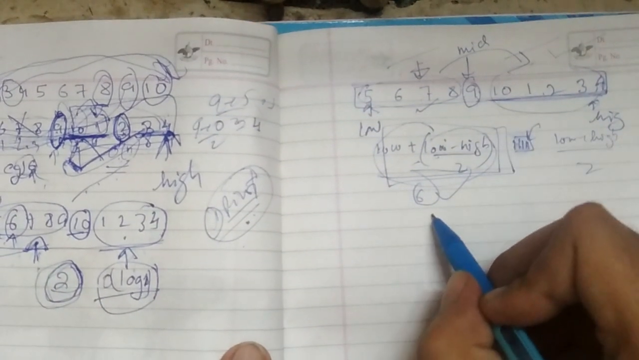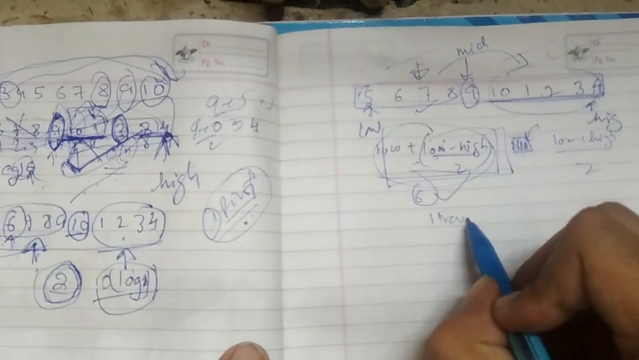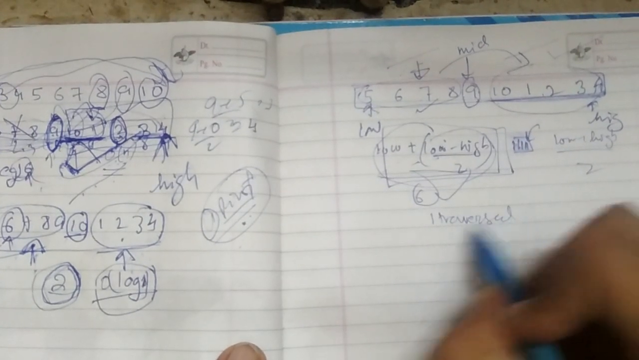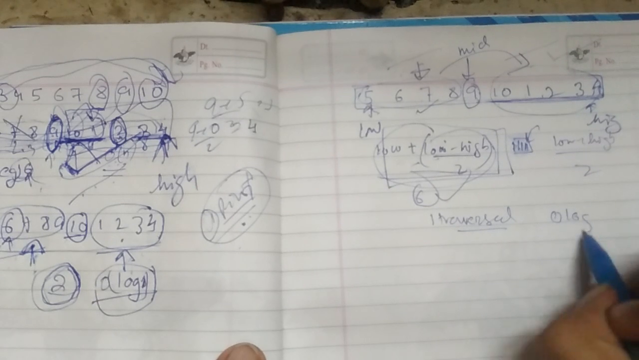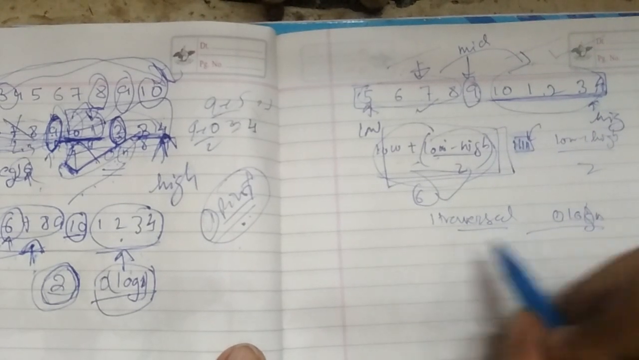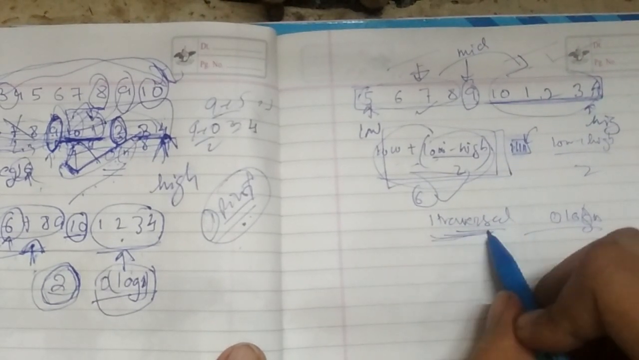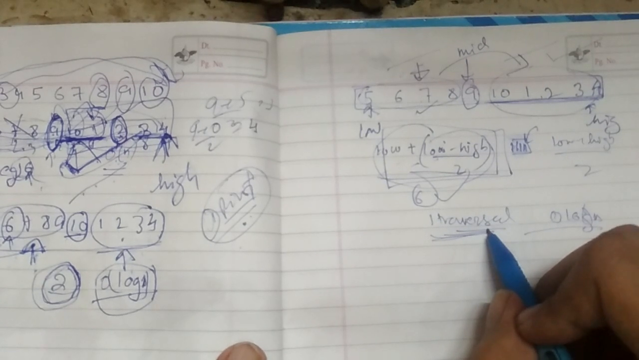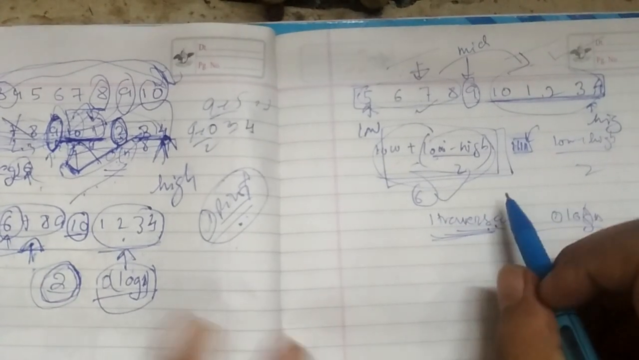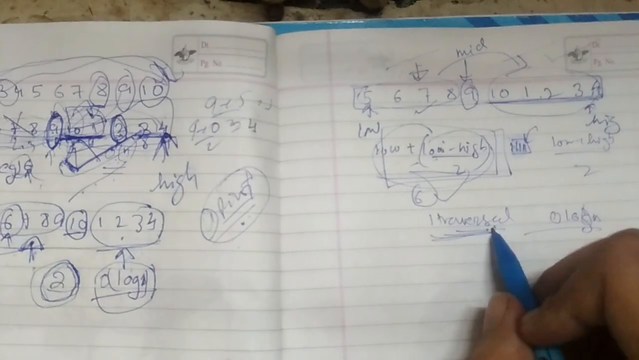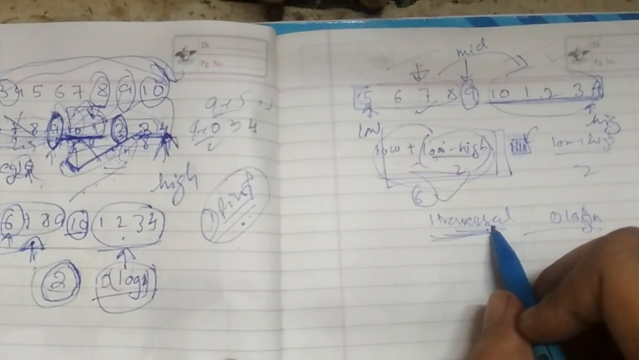And the number of traversals it will take is 1 traversal. And the time complexity will be order of log n. So we are doing this 1 traversal, that is to find a target element. So this time complexity is better than the previous approach, and this is the most optimal solution for this.